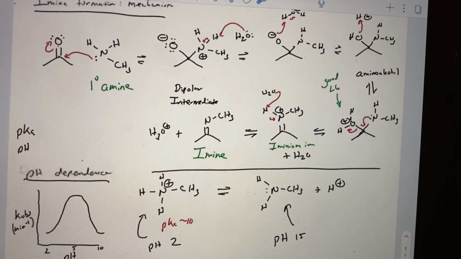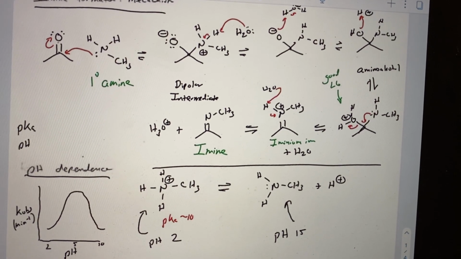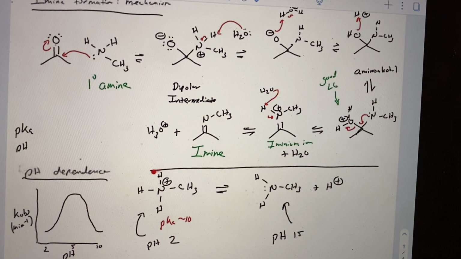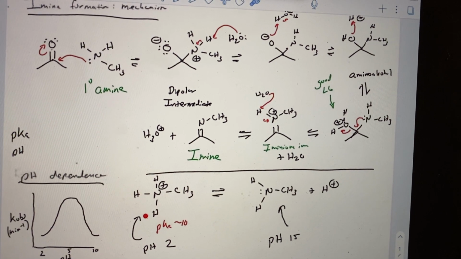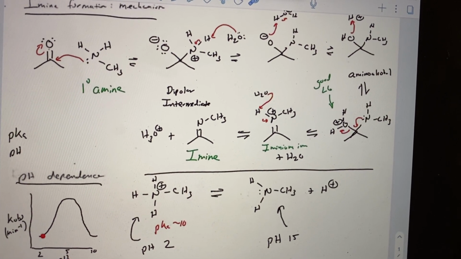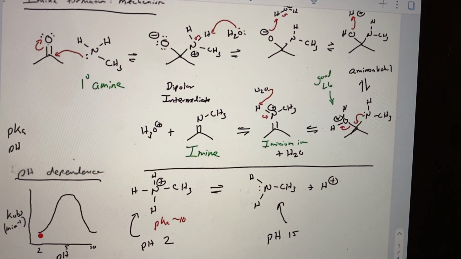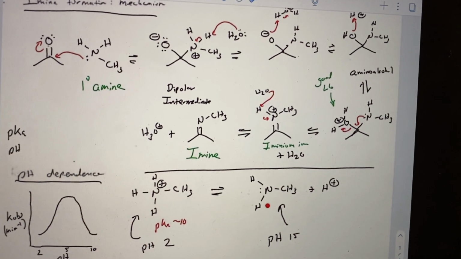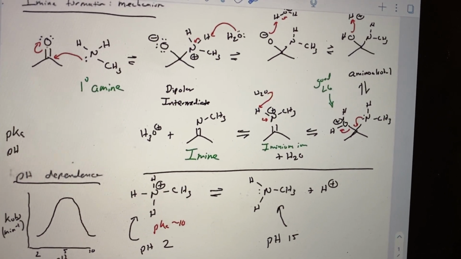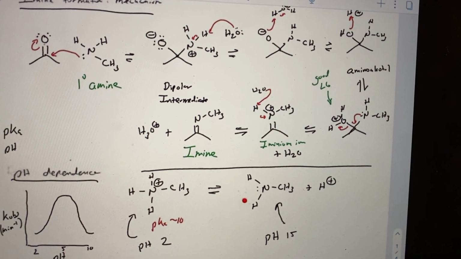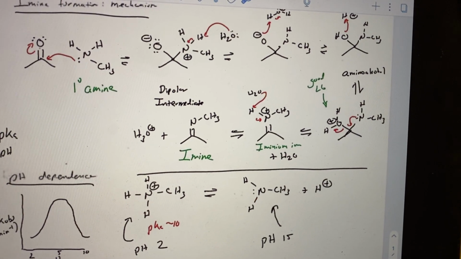So if 99.999% of your species here is the ammonium ion, very little is able to react. So you have a very slow reaction. Some of it is this species, just a very small amount. It reacts. Le Chatelier's principle then moves a little bit more over here, it reacts.